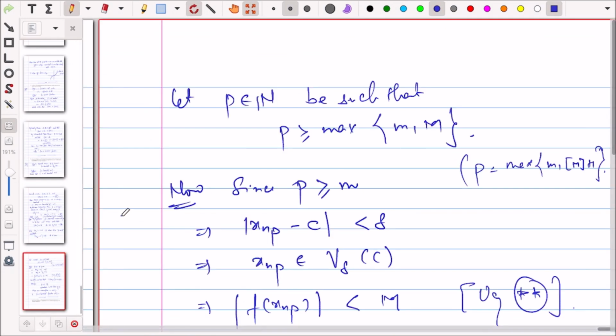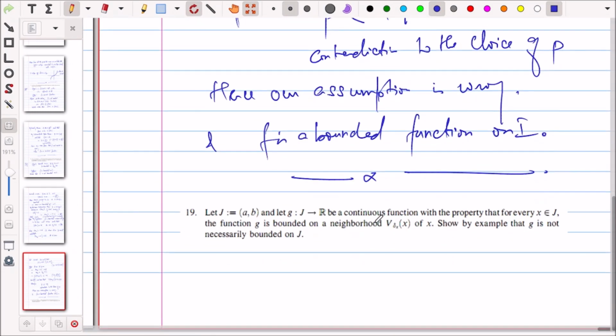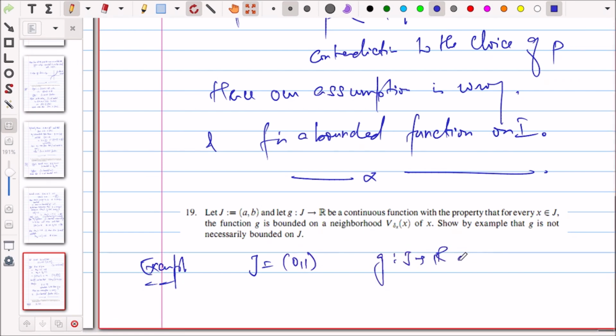Here also, the condition is the same except that we have now taken the open interval (a,b). Then our C will not be in (a,b), so we will not be able to write the above proof. Now show by an example that g is not necessarily bounded on J. The example we will take is J equal to the interval (0,1), and g from J to R as g(x) equal to 1 by x for all x belonging to (0,1).